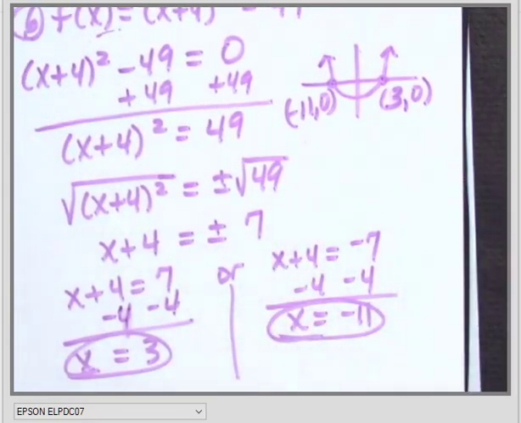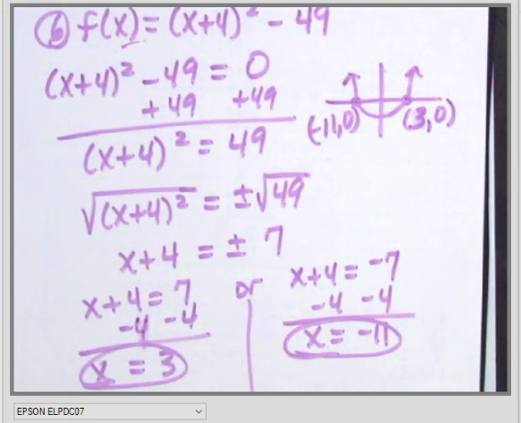Okay, so this is solving quadratic equations using the square root method.